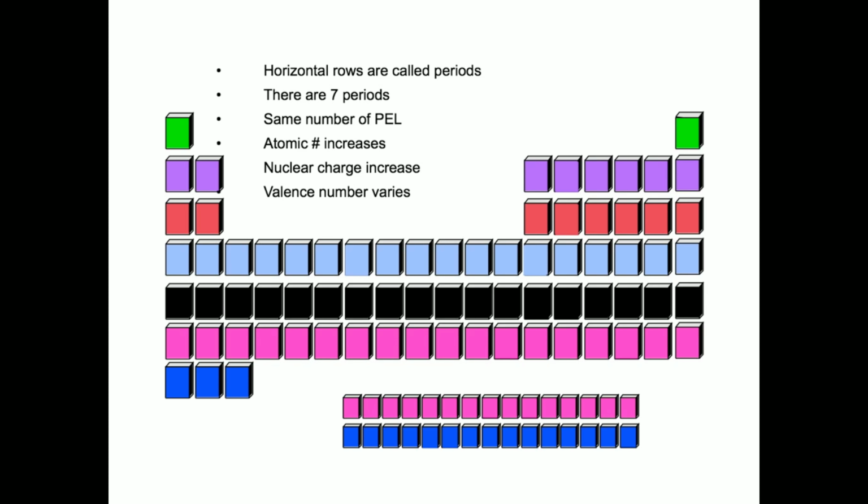The periodic table has 7 periods, or horizontal rows. In each period, the elements have the same number of principal energy levels, also known as electron rings. All other indicators like atomic number, nuclear charge, and valence vary across the period.